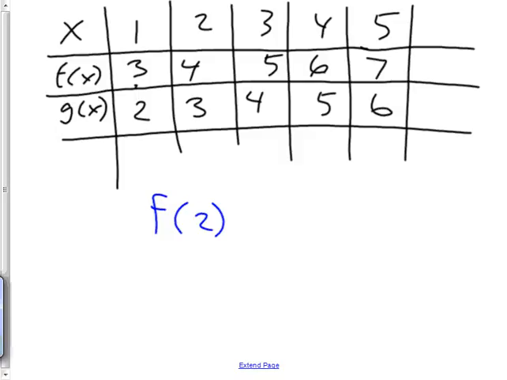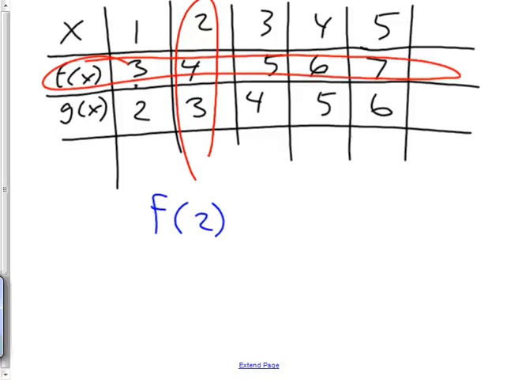Do you get that I was in the f function and using x is 2 as this column? And where do they overlap? 4. The answer is 4. But do you get that that can make a point that 2, 4 goes together? I can put them in that format, x, y. Does that make sense to you?